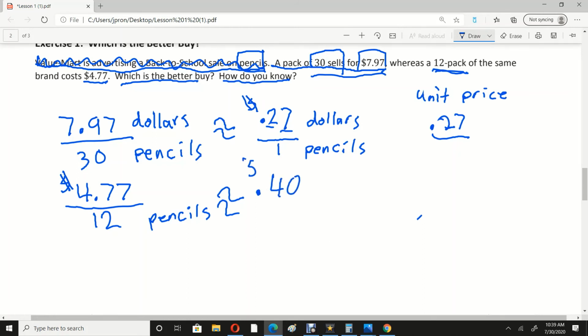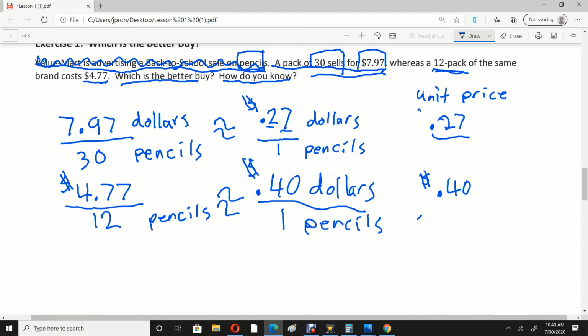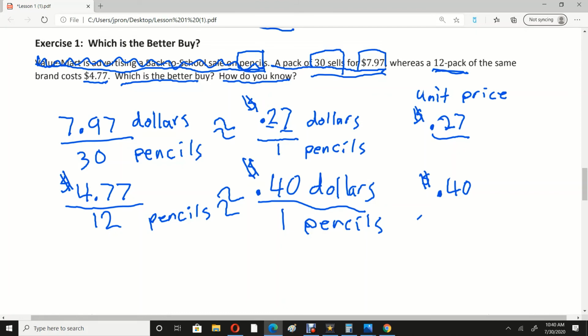Or we could say $0.44, right? Which is 40 cents per one pencil. So the unit price is 40 cents, right? All right, so you should have come up with something like this for your unit price. If you rounded down on either of these, that's fine. So if you put 26.39, you're not off. Or if you put the exact number, that'll work too.